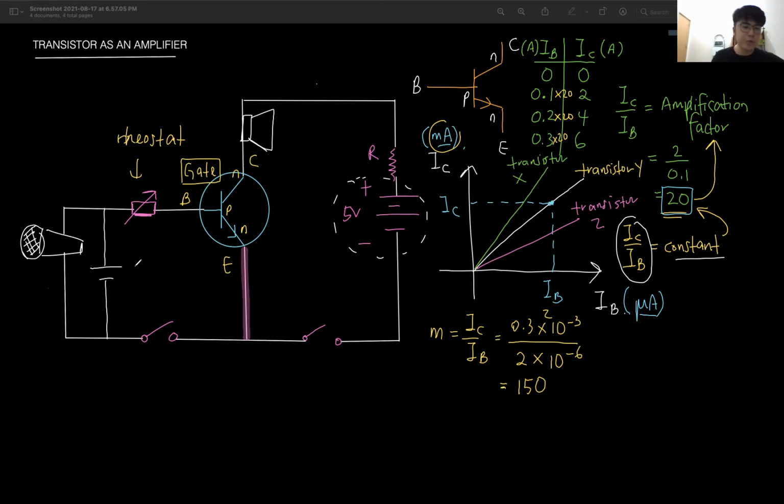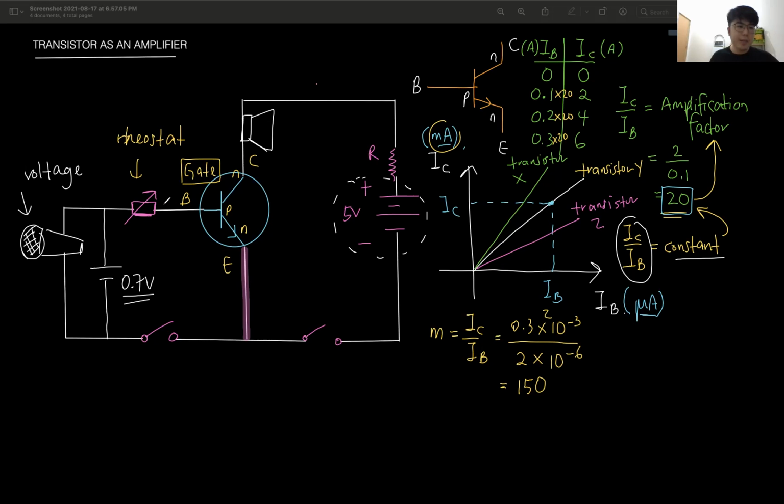This battery is to make sure that the input voltage is not smaller than the junction voltage. Remember I said, for this current to flow in the forward bias, it has to be larger than the junction voltage, right? So sometimes they put a battery here, 0.7 volt, just to make sure that the current in the base circuit is always larger than the junction voltage. Because without the battery, if only the microphone, sometimes if you don't speak, then the voltage becomes too small. Okay, so it will drop below the junction voltage.